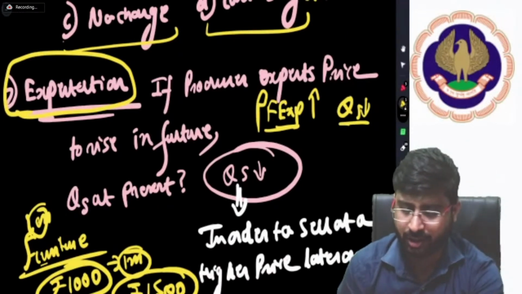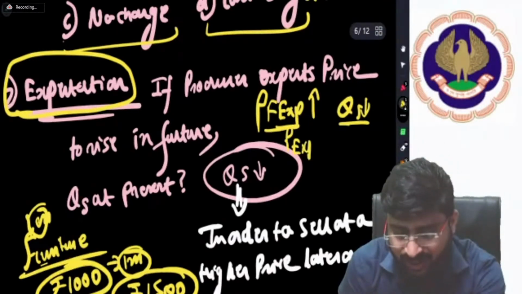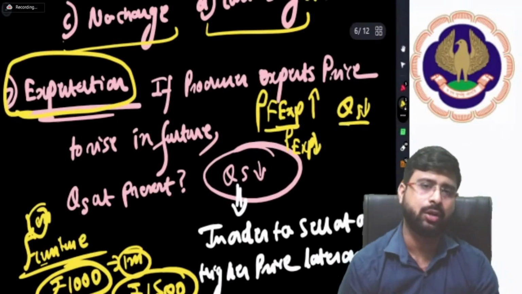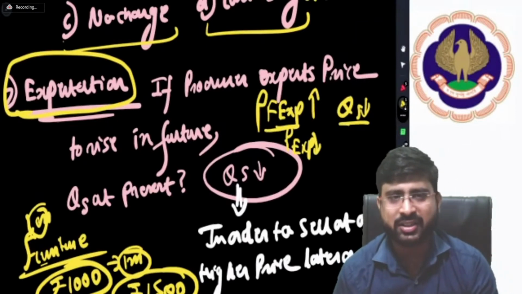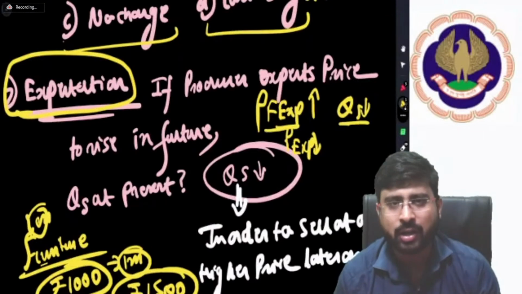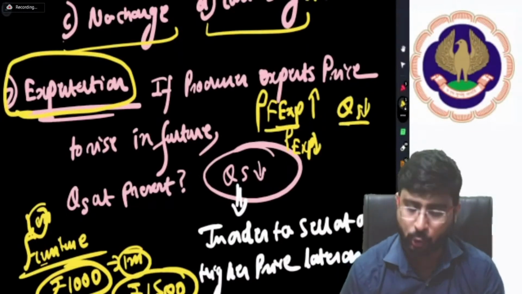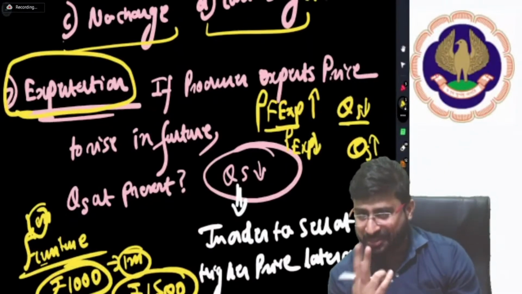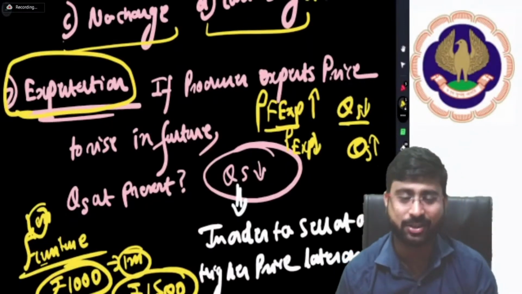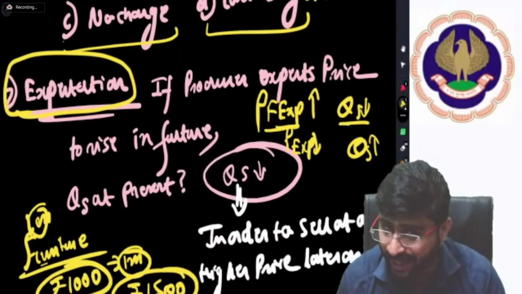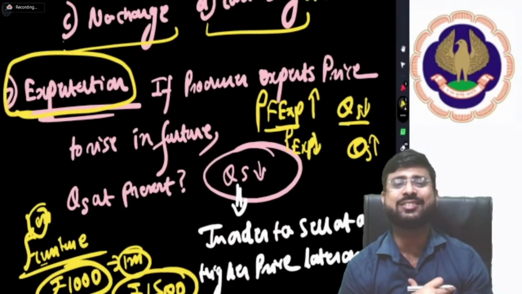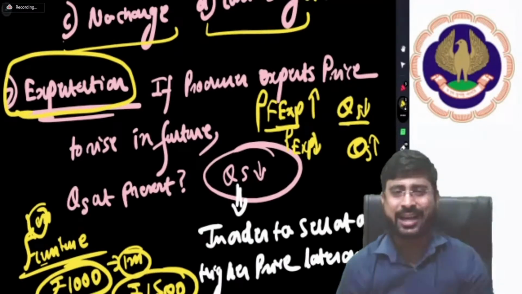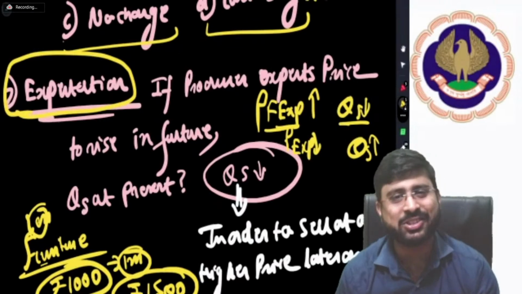Just the opposite here. If a seller is expecting that in future the price of a commodity will fall, they are worried that if they don't sell the entire stock today, they might run into losses tomorrow. So the quantity supplied at present will rise. So there is an inverse relationship with the future expectation. If future expectation is rise in price, current action will be decrease in quantity. And if the future expectation is fall in price, current action will be increase in quantity supplied.